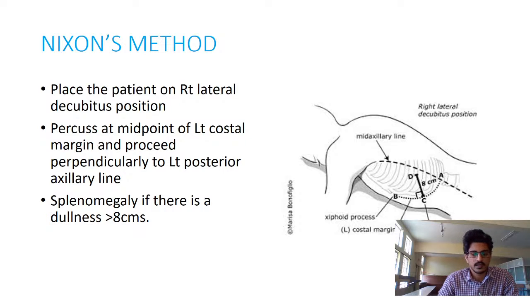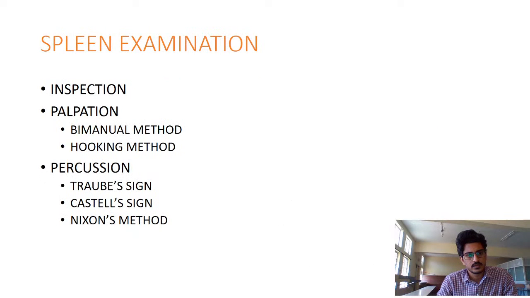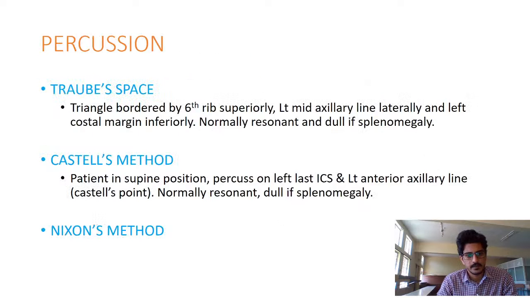Basically, all these methods are not done that much, but for completion of the examination, you have to know them, because these questions can be asked in viva or during examination. What is the Nixon method, what is Castell's method, what is meant by Traube's space, what is the bimanual method, what is the hooking method, what is Middleton's method. All these are for examination of splenomegaly, for spleen enlargement. So again, spleen examination includes inspection, palpation, bimanual method, hooking method, percussion, Traube's sign, Castell's sign, and Nixon method.